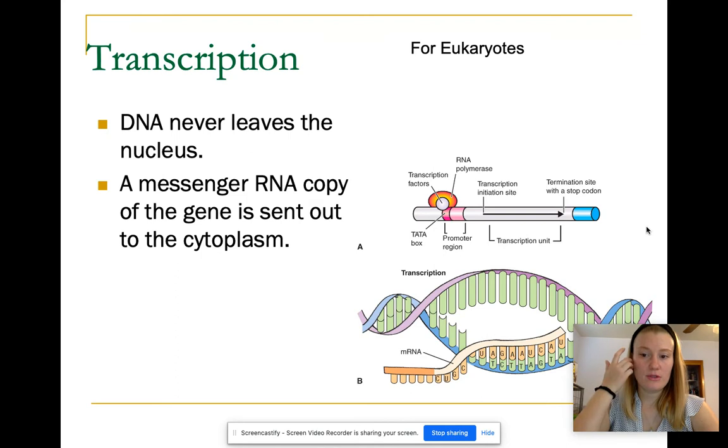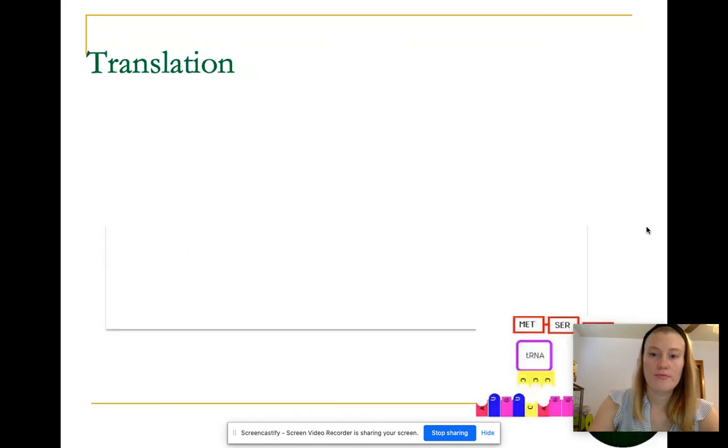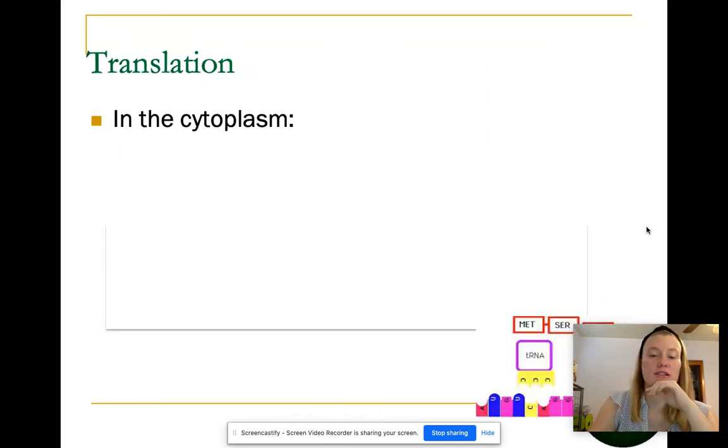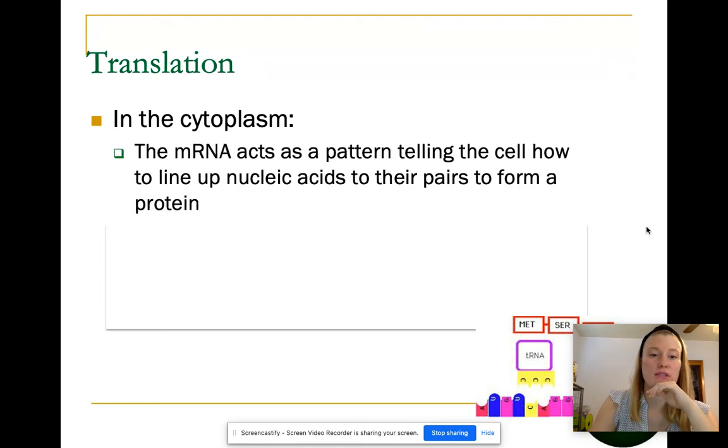So the cytoplasm, you learned, is part of our cells from last week. All right, so translation, this happens in the cytoplasm. So the messenger RNA has a pattern, and that is telling the cell how to line up the nucleic acids to their correct pairs.